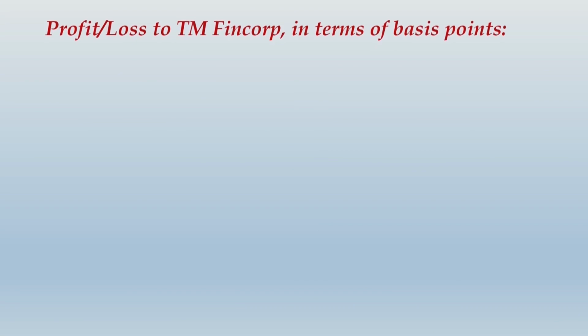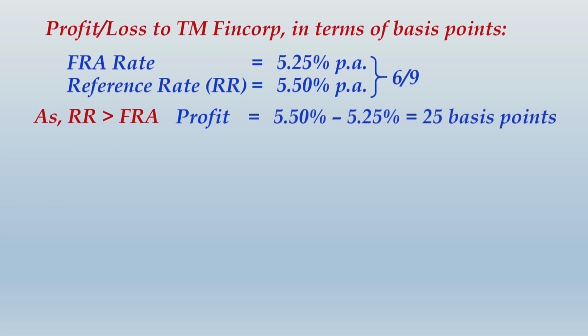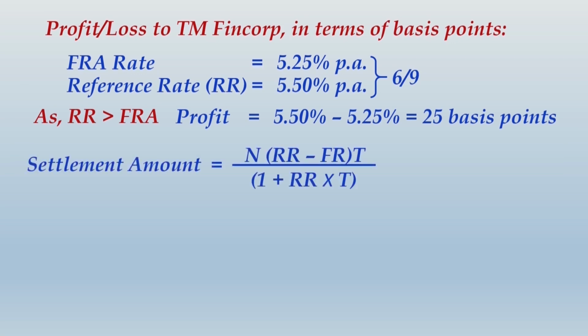So profit or loss to TM FinCorp in terms of basis points: FRA rate is 5.25%, reference rate is 5.5%, and that is for 6/9 FRA. So as reference rate is greater than FRA rate, profit will be in terms of basis points 5.5 minus 5.25%, that will be 0.25%, or you may call it 25 basis points. Now the settlement amount formula you have learnt. I have explained to you logically the calculation, how it is to be made, and just to make the calculation quicker, you may write up this formula. You have learned this formula in the earlier session already.